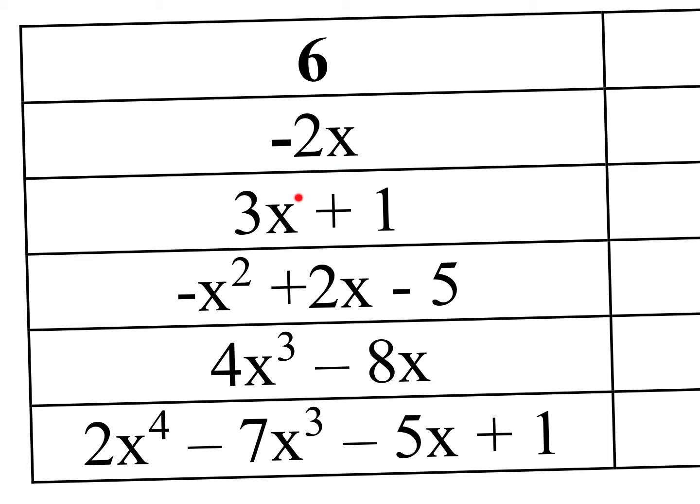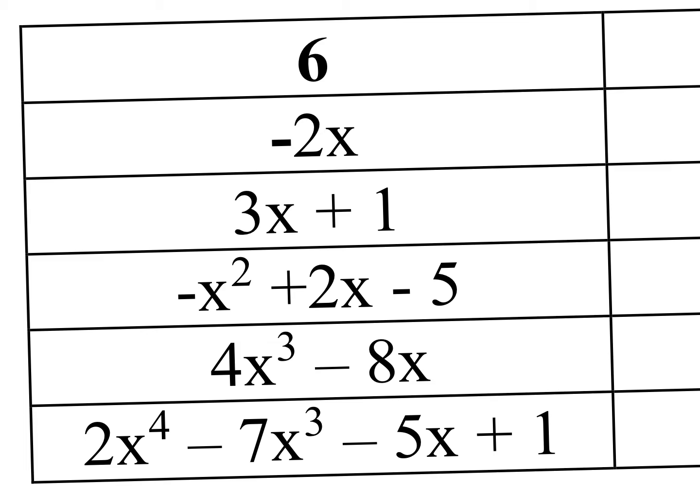Right here, what's your degree? 1. And how many terms? 2. So what do we call this? Linear binomial, right? How about here? What do we call this? First name? Quadratic trinomial, right? Quadratic, 3 terms, trinomial. What about here? Cubic binomial, right? Cubic binomial. How about this last one? Quartic polynomial, right?